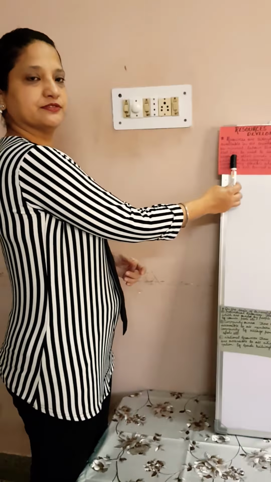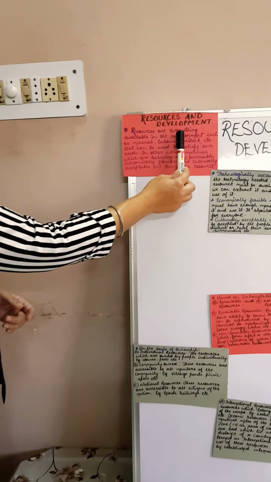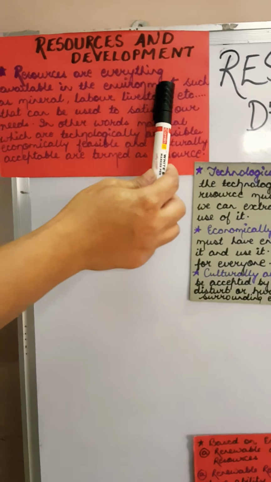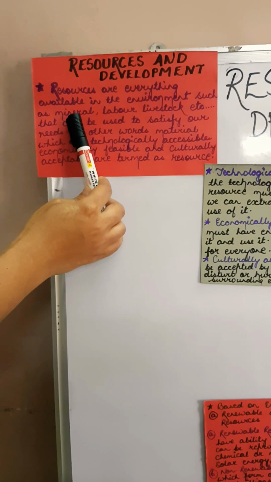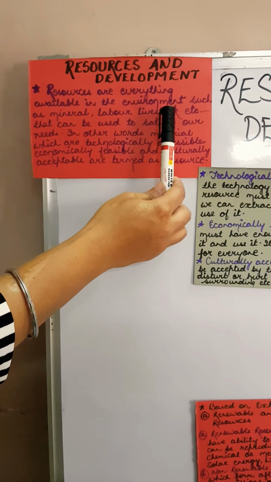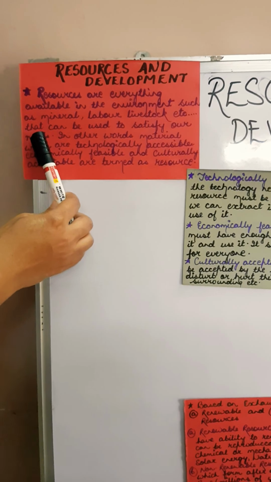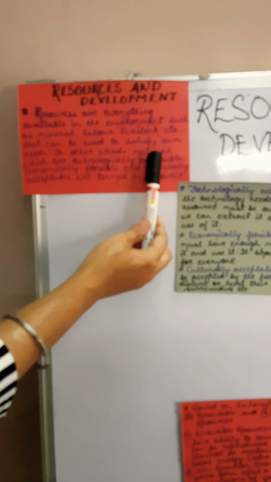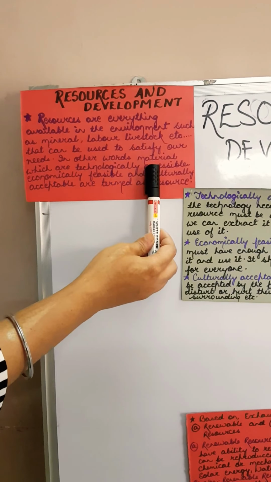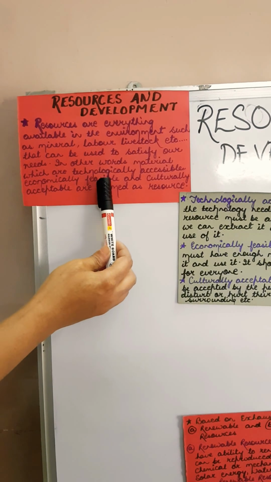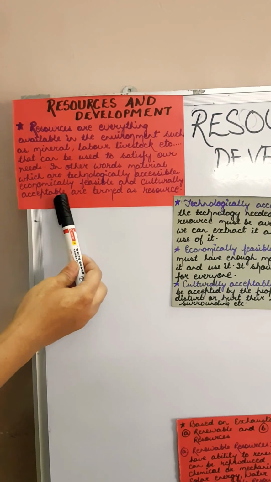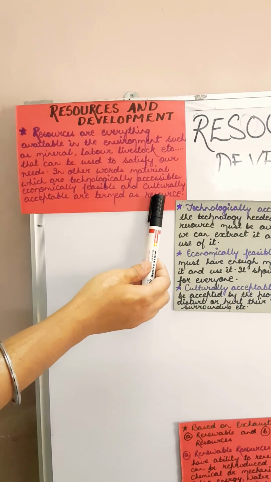What are resources? Resources are everything available in the environment such as minerals, labor, livestock, etc., that can be used to satisfy our needs. In other words, materials which are technologically accessible, economically feasible and culturally acceptable are termed as resources.